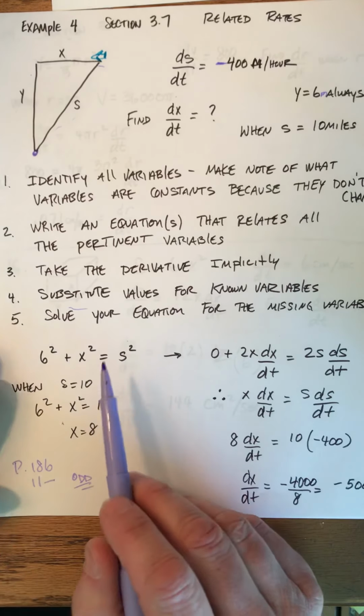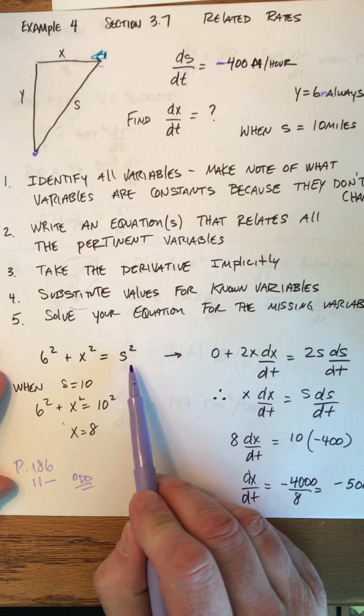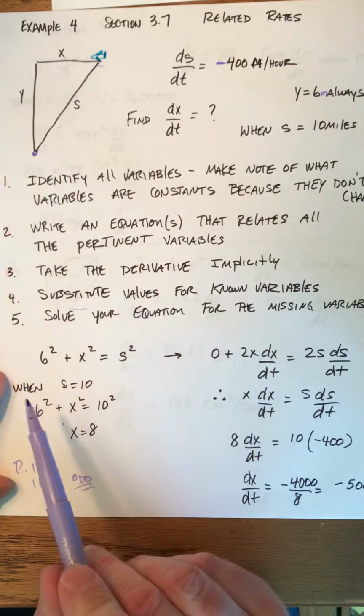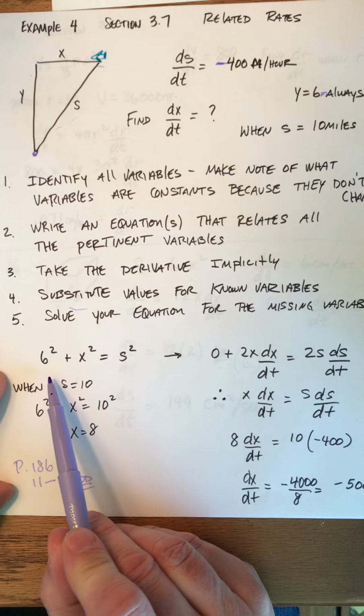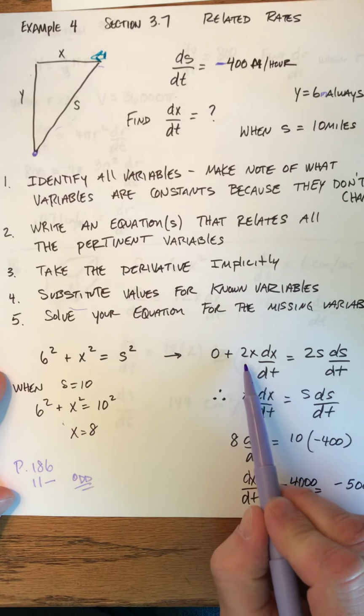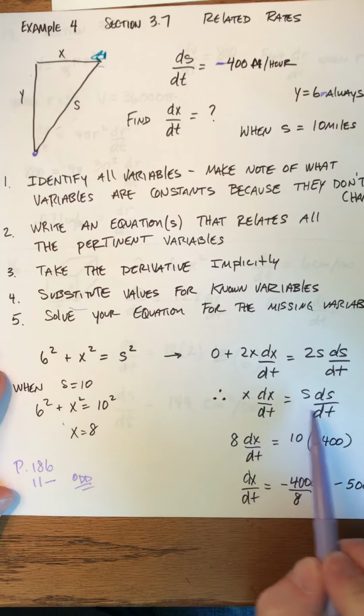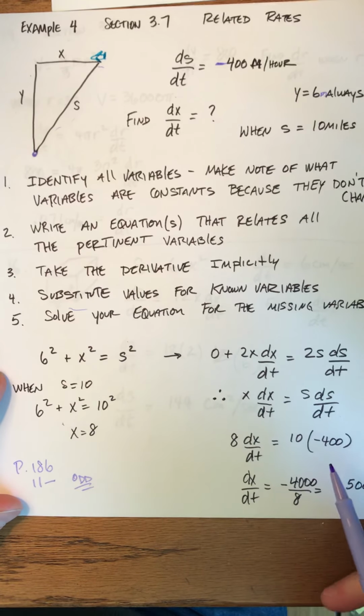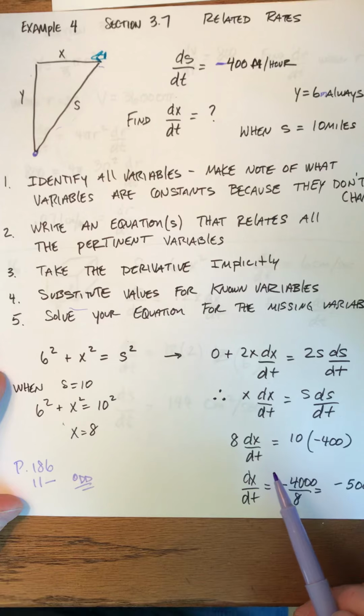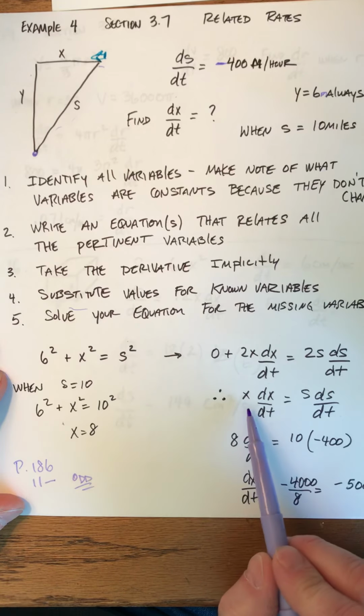This one, very simply, we'd use the Pythagorean theorem for the equation, right? Y being the constant as 6. We would take the derivative, so this would be our derivative. I divided both sides by 2 here, and then I substituted everything in there that I knew.